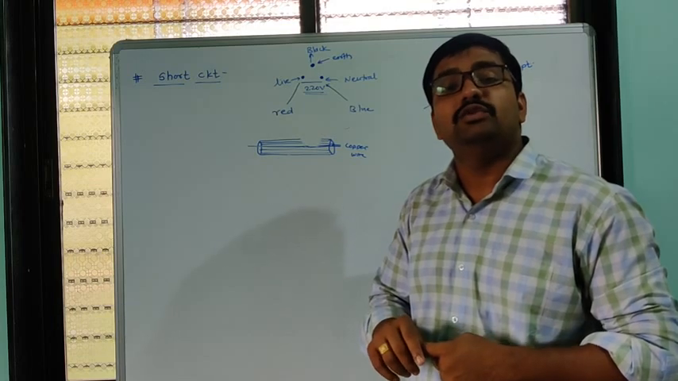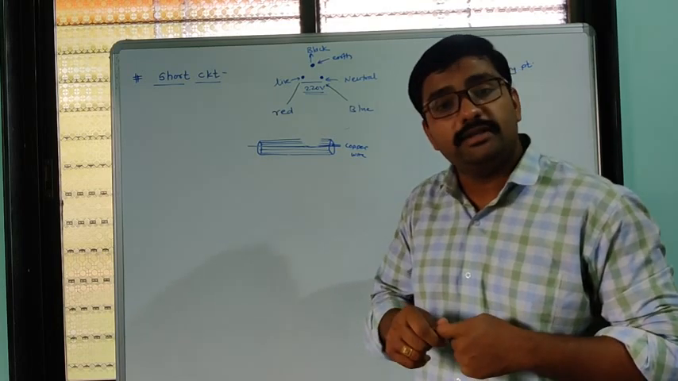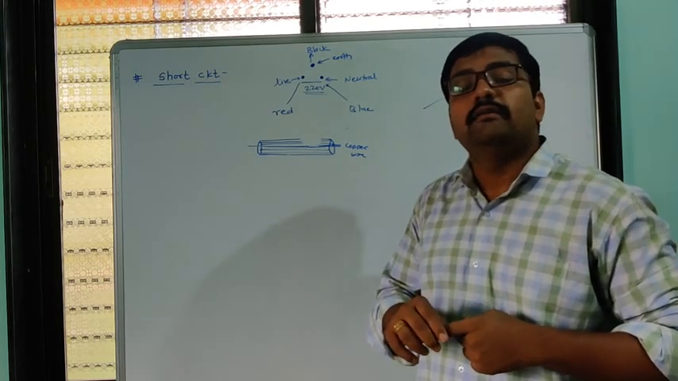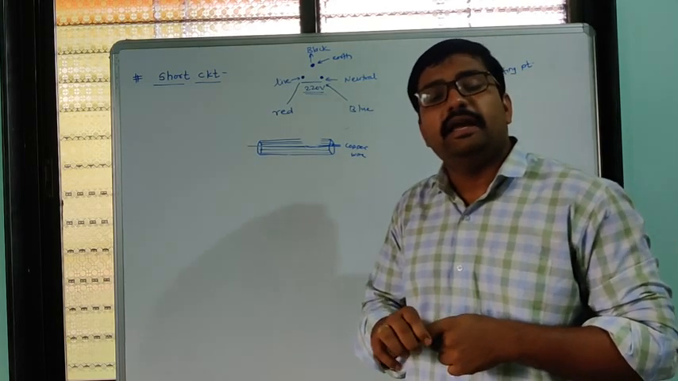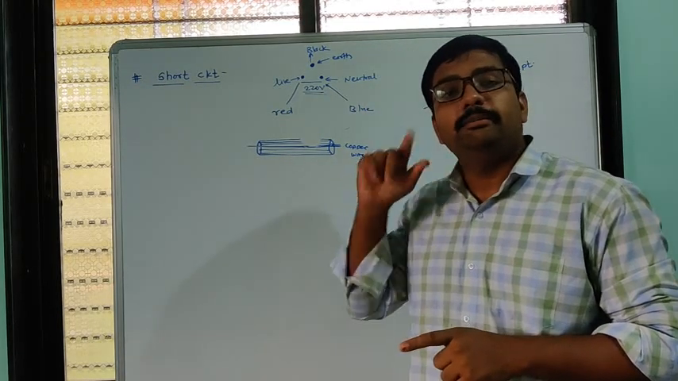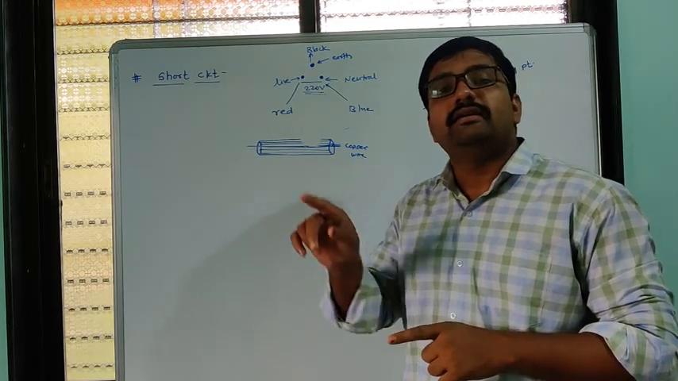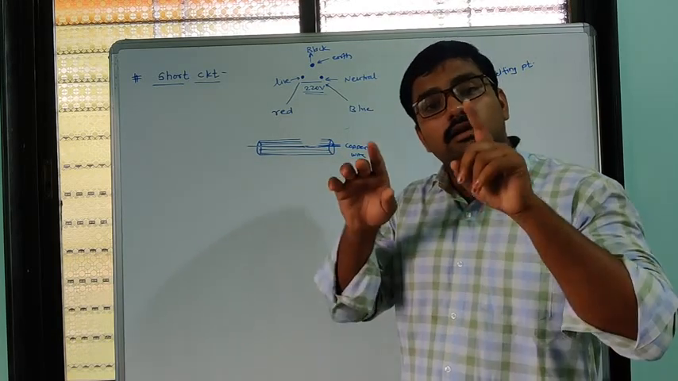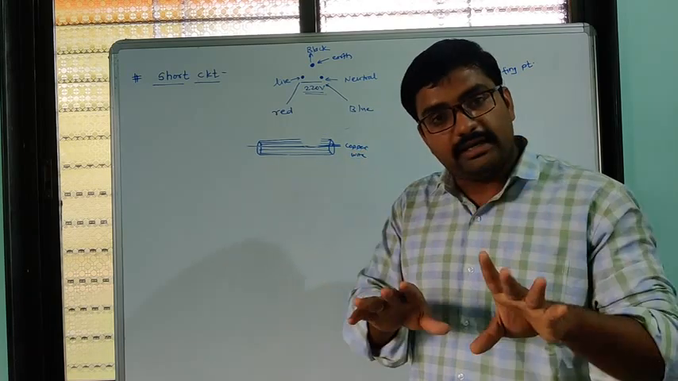Fuse wire is used as a precautionary measure in an electric circuit. Due to the fuse wire, when a short circuit takes place and a large current flows through the circuit, at that time it melts. Due to that, the electric current stops flowing through that particular electric circuit.